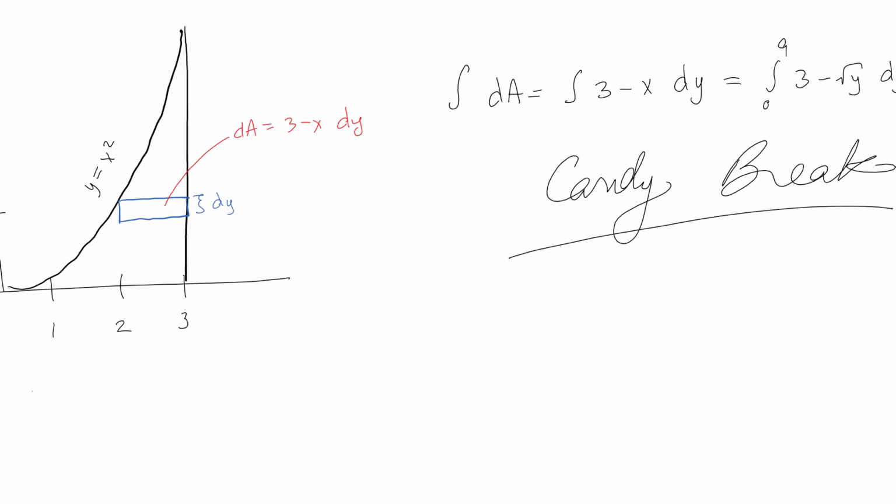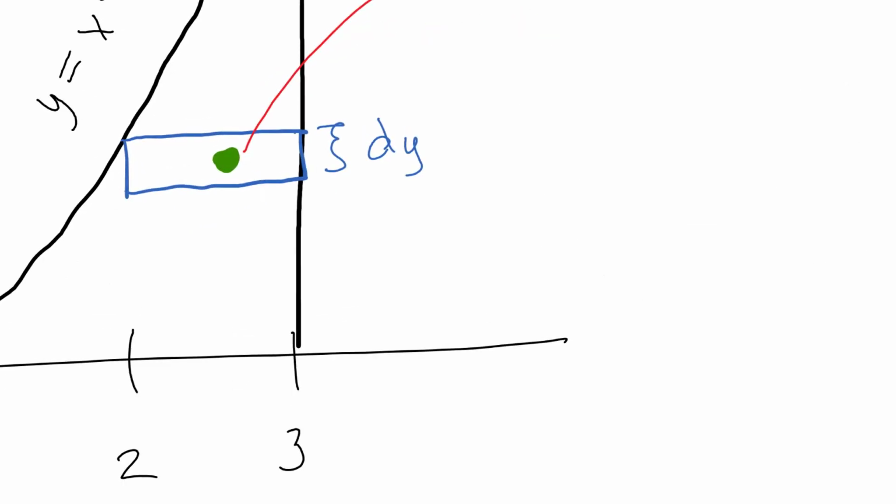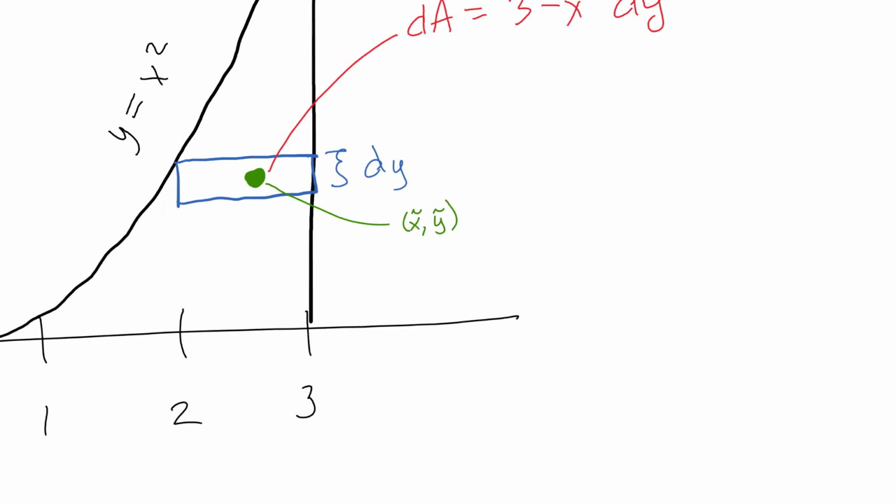Okay. Alrighty, now we're going to look and see, well, where's the centroid? So the centroid of this thing is right here. The centroid of that right there is going to be the x tilde, y tilde. Now the question is, where does x tilde exist?